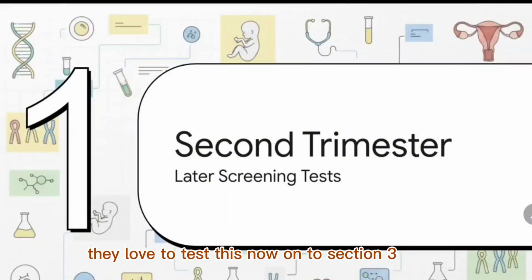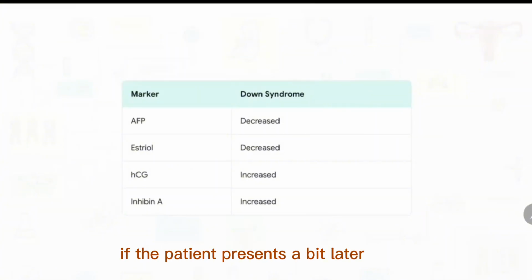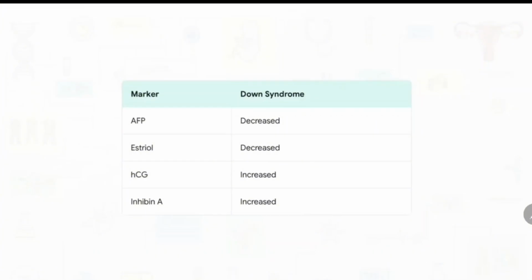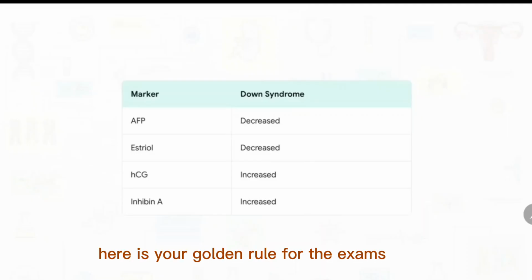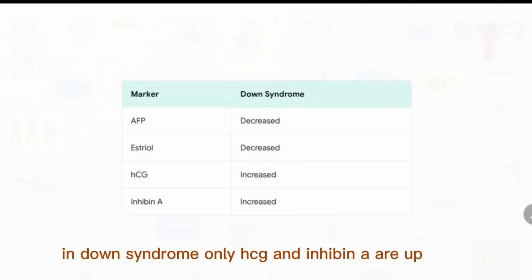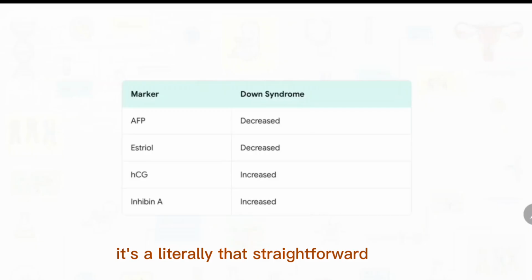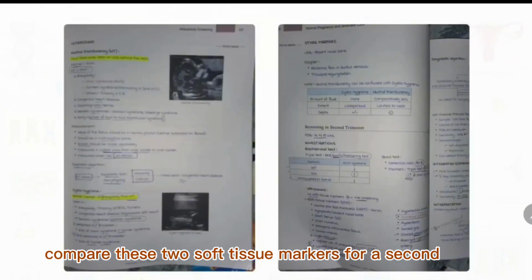Now onto Section 3, second trimester screening. If the patient presents a bit later, at 16 to 18 weeks, we shift to the triple or quad tests. Here is your golden rule for the exams. In Down syndrome, only hCG and inhibin A are up. Everything else, like AFP and estriol, is down. It's literally that straightforward.